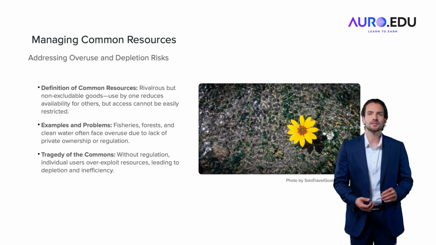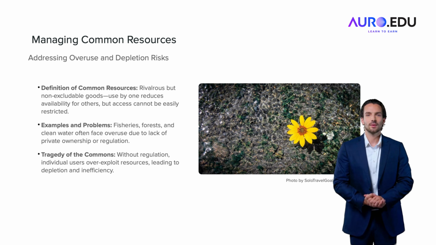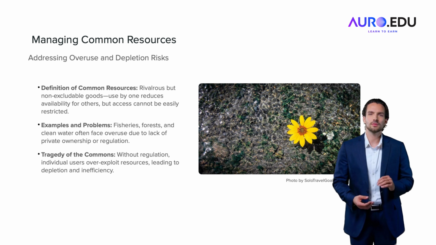Managing common resources. Common resources like fisheries or clean air are rivalrous but non-excludable, leading to overuse, a phenomenon known as the tragedy of the commons. Without regulation, individuals may exploit these resources, leading to depletion. Policies such as quotas, permits, or community management can help sustain common resources for future generations. Effective management balances individual use with collective sustainability.